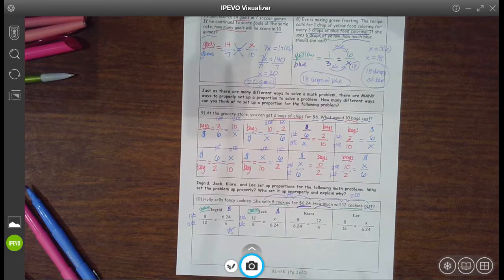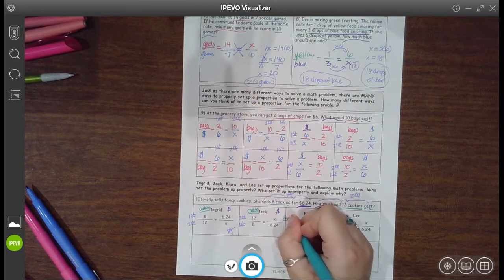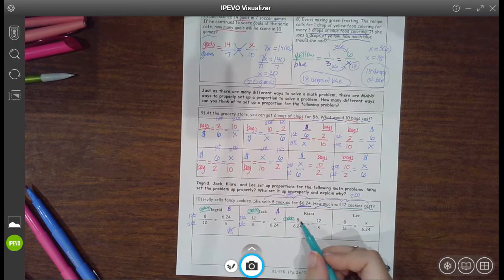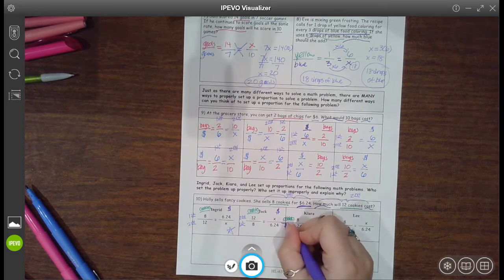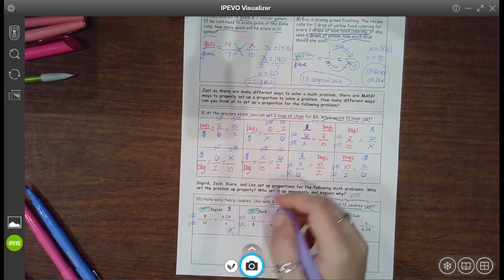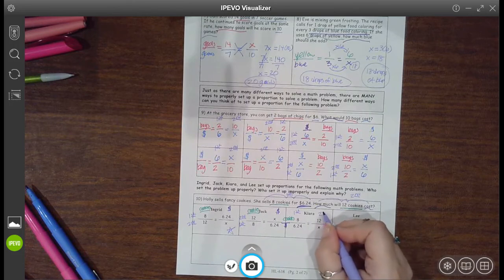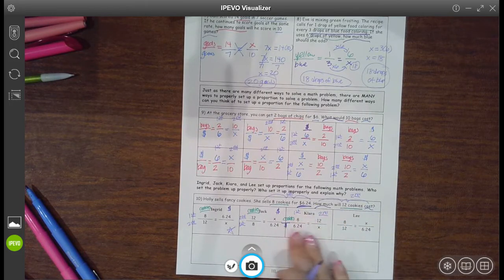Kiara did 8 cookies for $6.24. So she did cookies on top. Was that consistent? 8 cookies and 12 cookies, yes. And then money would be on the bottom: $6.24, and we don't know the money. Correct. Now, was she consistent that these go together? Yes, 8 cookies cost $6.24. Those both came from the first sentence, and the unknown cost of 12 cookies came from the second sentence. So she's consistent with all of her information and how it's laid out as well.